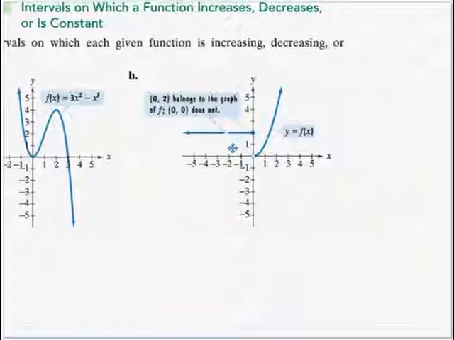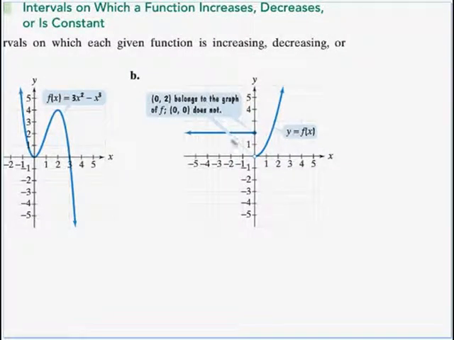Let's see what's happening in B here. We got this horizontal part, and then it looks like half a parabola with an open circle at the bottom. So it says here (0, 2) belongs on the graph, (0, 0) does not. And that's not going to make a big deal in the notation that we do. Remember, we're looking at intervals here. So from negative infinity, our graph is constant until we hit an x value of 0. So from negative infinity to 0, we're constant.